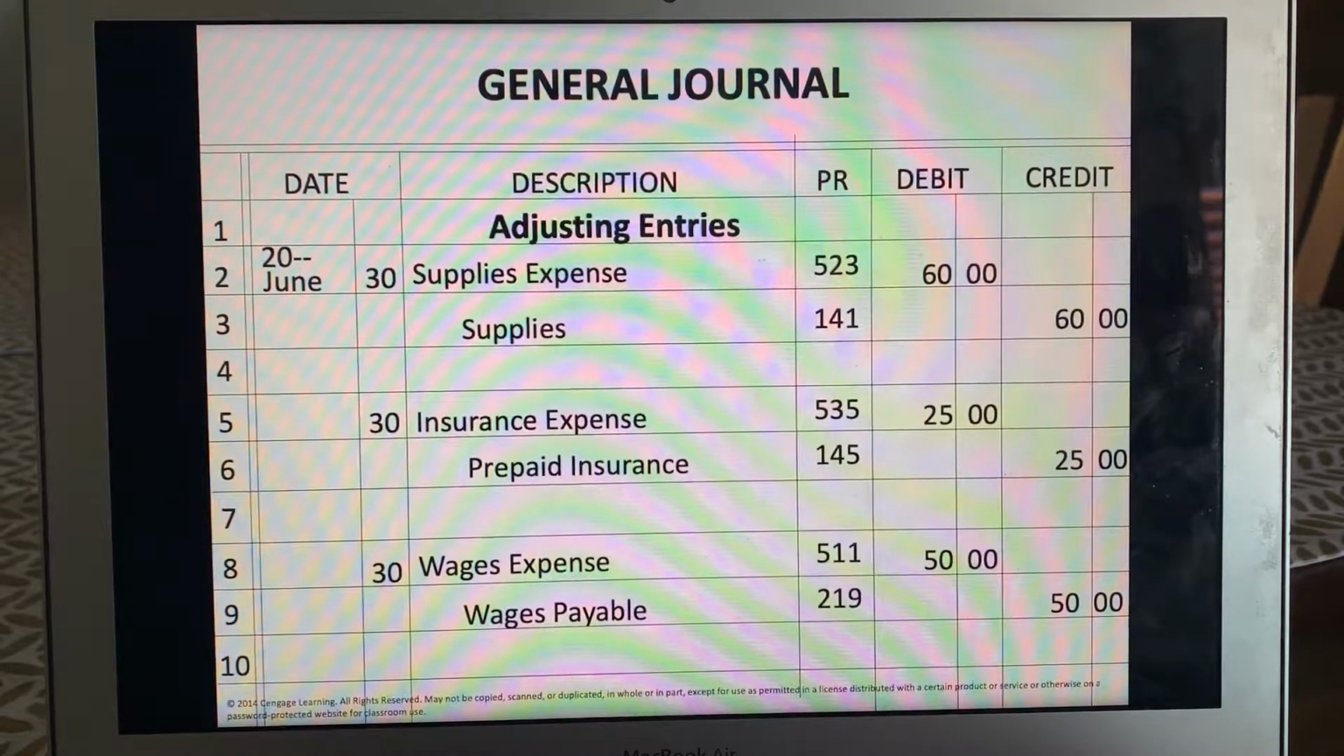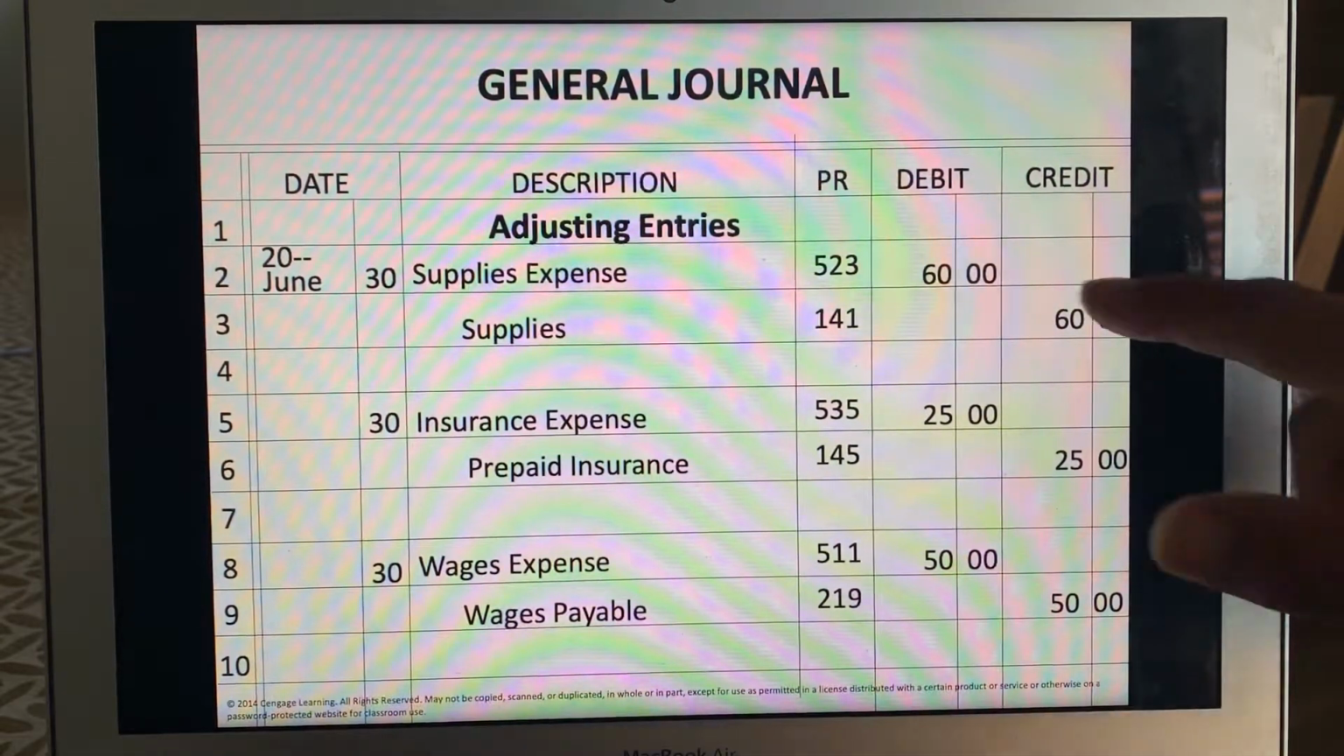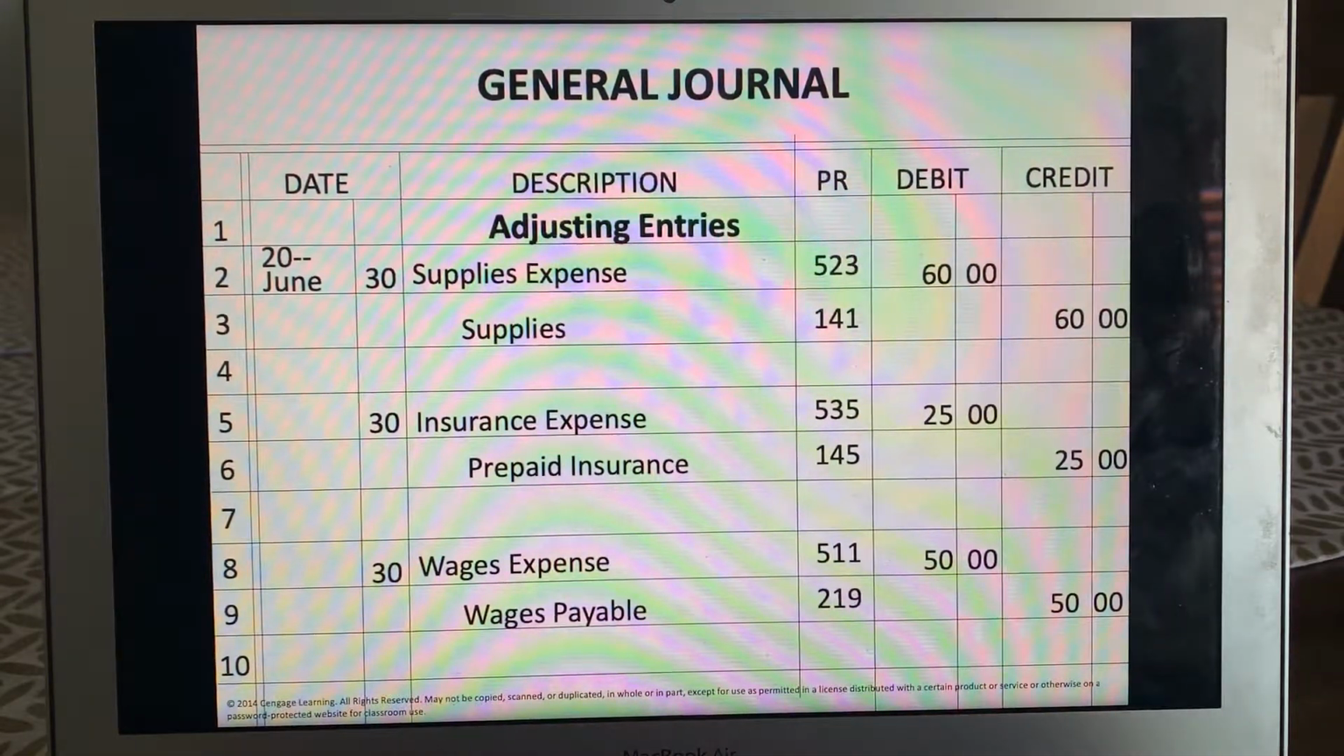So here's the example for what we just did. It says supplies expense $60, supplies $60. Don't forget that's coming out. Insurance expense is going to the income statement. All three of these expenses are going to the income statement, and then we're pulling these off of our supplies, prepaid insurance, and wages payable.